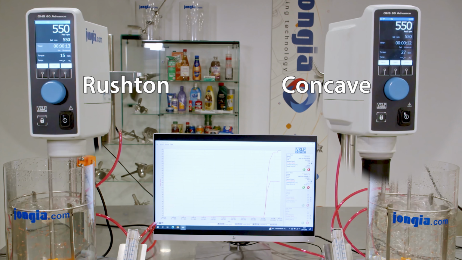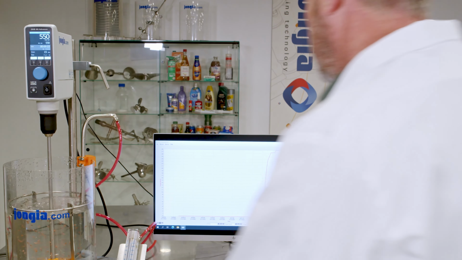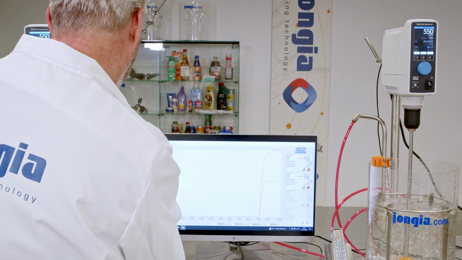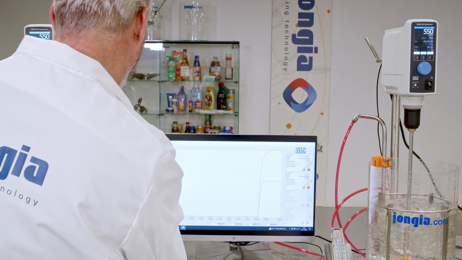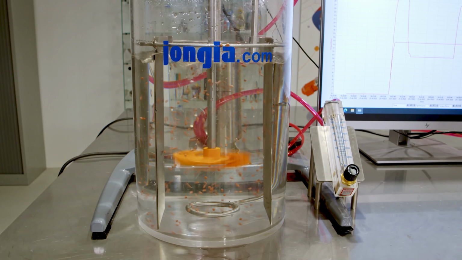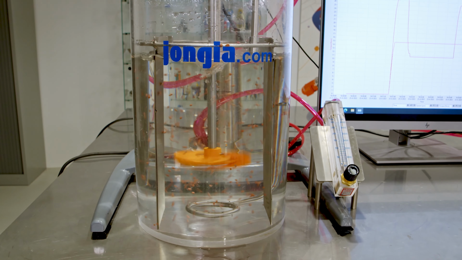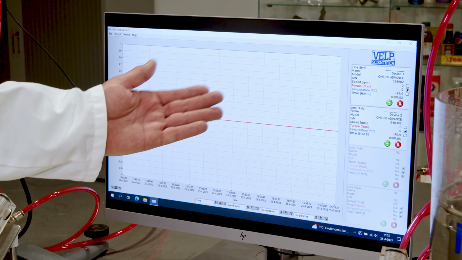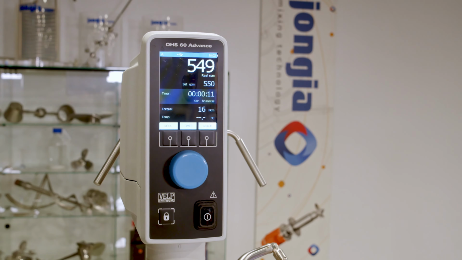That is quite interesting. What does this mean? It means that the difference in Newton centimeters between the Rushton and concave turbine is telling us that the Rushton turbine requires more power to do the job in comparison with the concave turbine. Without the air coming from the spargers, we see that the Rushton turbine is taking 29 Newton centimeters and the concave turbine is taking 16 Newton centimeters.